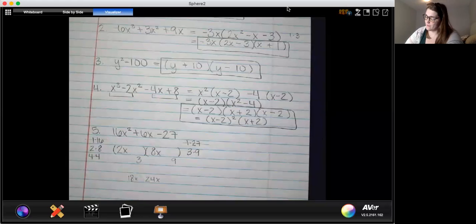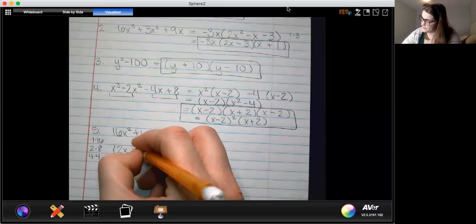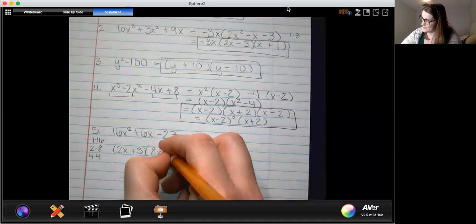But we need to make sure we have the correct negative sign. Well, if this term is going to stay positive, that means the larger number needs to be positive, and the smaller has to be negative with the multiplying. So what got us 24? That was 3 times 8x, so it's going to be plus 3 and minus 9.